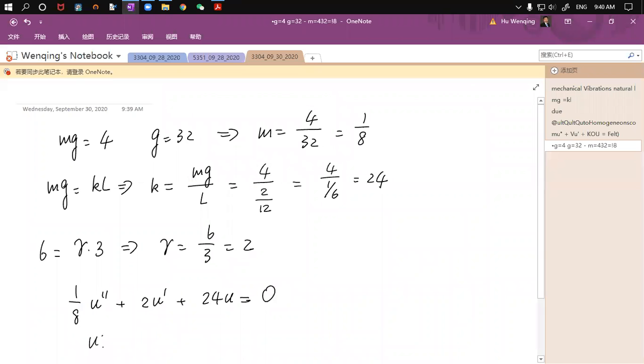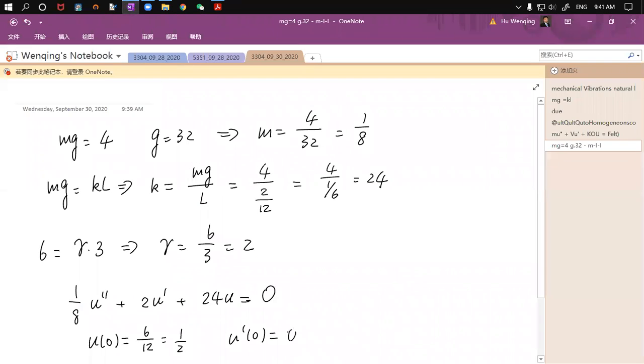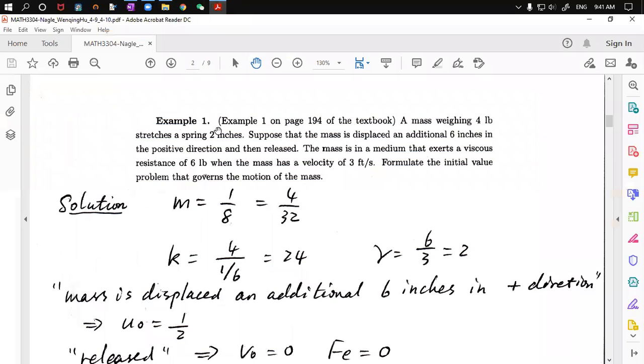So u of 0 is an additional 6 inches, which is 6/12, or 1/2 feet. And what about u prime of 0? What's the initial velocity? It says you release it, meaning release it freely, so you're not going to have initial velocity. That's going to be 0. So the whole thing is described by such an ordinary differential equation with initial conditions. This is the typical type of problem that you're going to see on an exam.